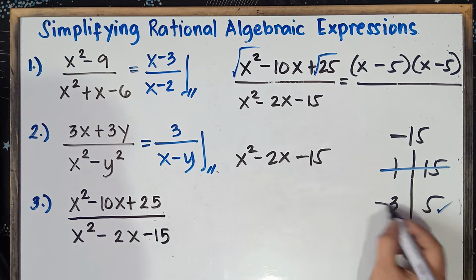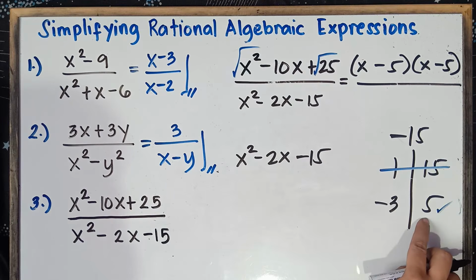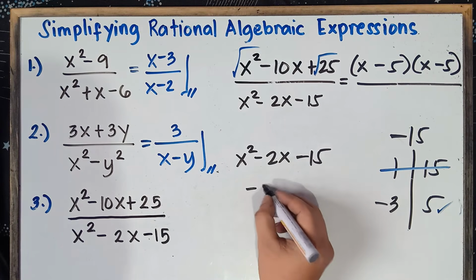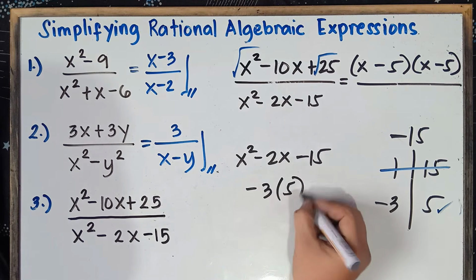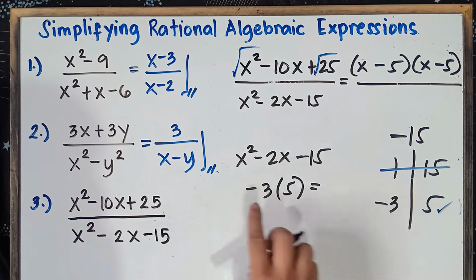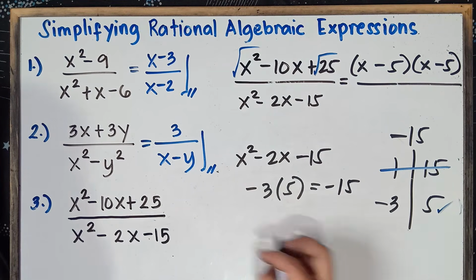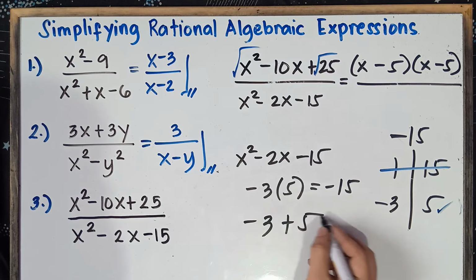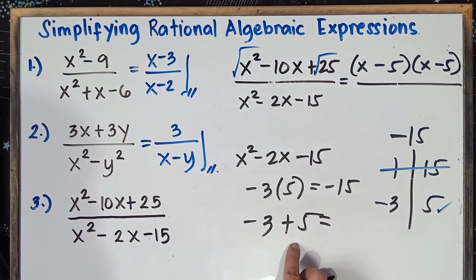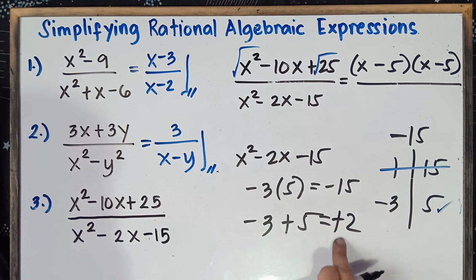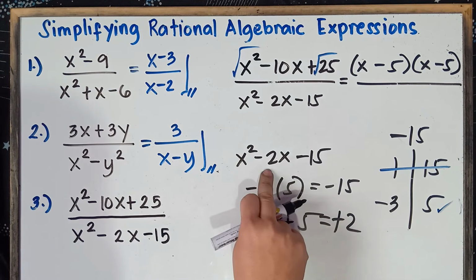Now, if we select negative 3 and then positive 5, let's check if we can get negative 15. Negative 3 multiplied by positive 5, negative 3 times 5, that would be negative 15. Now, if we combine negative 3 plus 5, if the signs are not the same, subtract: 5 minus 3 is 2. Now, 5 is greater than 3, we copy the sign of 5. That would be positive 2. So, because this is positive 2, we cannot select this one. It must be negative 2.